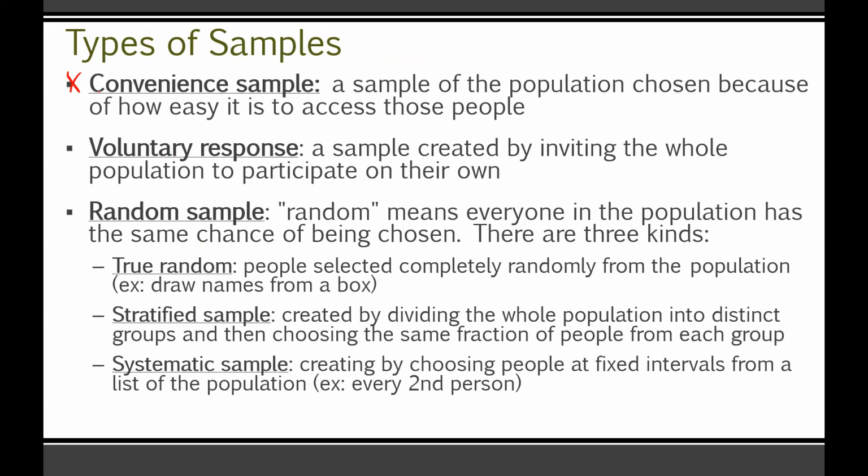The first one is something called the convenience sample. A convenience sample is just a sample of the population chosen because of how easy it is to access those people.